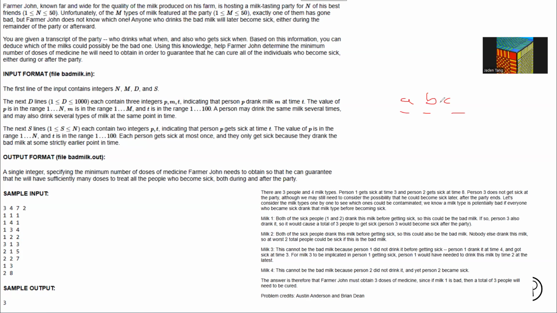If they drink milk B at, say, time C plus 10 as well, then we don't care about that time they drink it, because it's the earliest time they drink the milk that could get them sick. And then we also don't care about a milk if a sick person who got sick either drank it for the earliest time they drank it was greater than or equal to the earliest time they got sick, or if they never drank the milk at all. So knowing that, we can start coding.